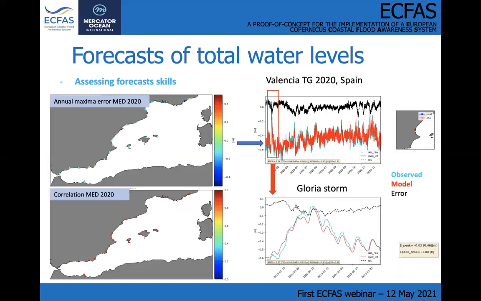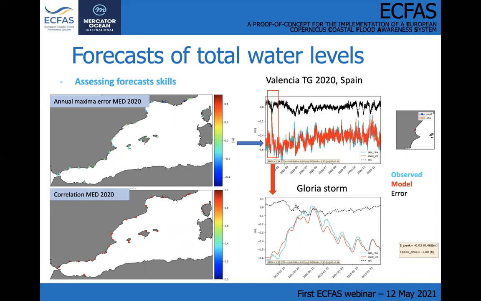A more synthetic view is provided here over the Western Mediterranean Sea, with annual maxima error for the year 2020 in meters, and the correlation between the model and the tide gauges, so at tide gauge points. And on the right side, you can see a focus on one tide gauge, which is located in Valencia in Spain, and still for that year of 2020.